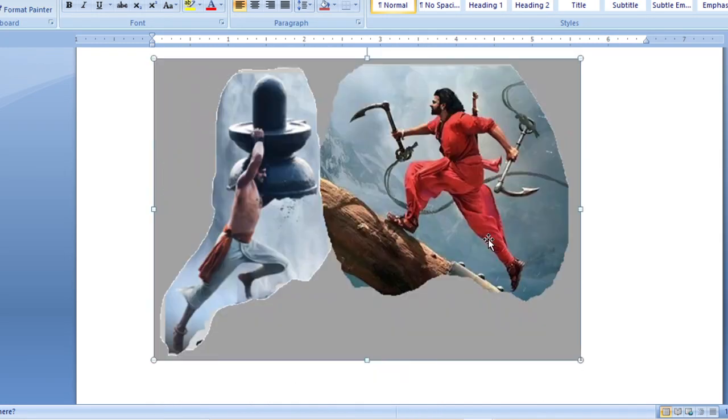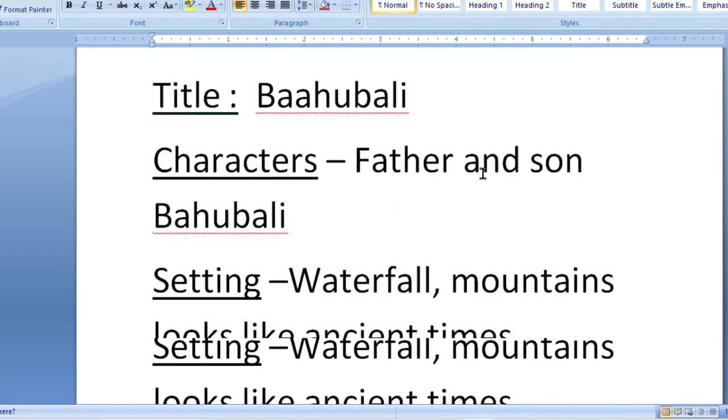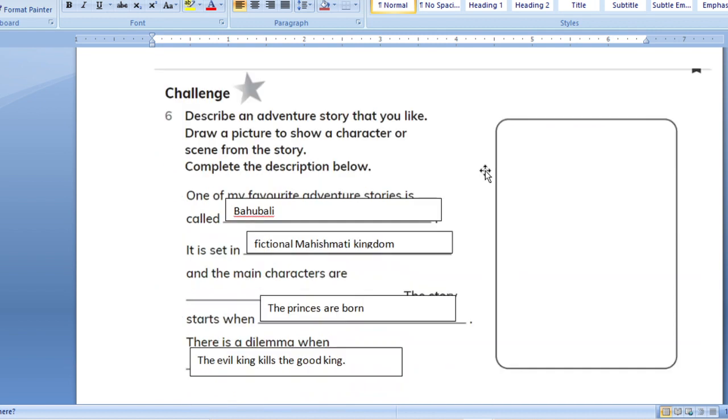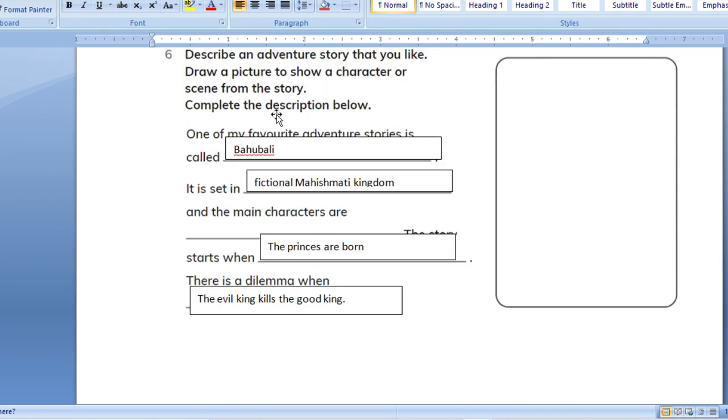Dilemma. What is the problem? Because there is fighting, obviously they are fighting for something. So that is how, with the poster itself, you find out most of the things. And when you see the movie, of course, you will know more. Okay. So now supposing we were to write a small description about it, what would we write?